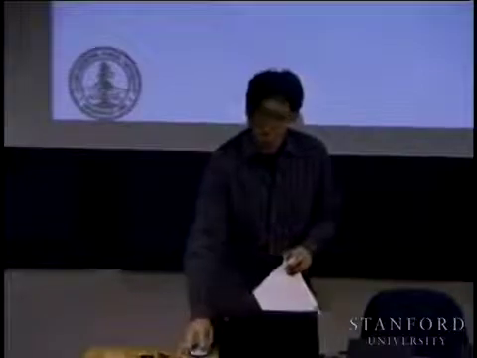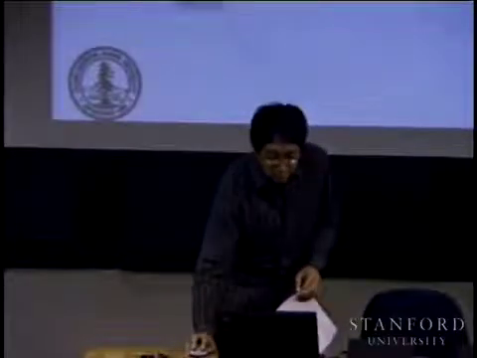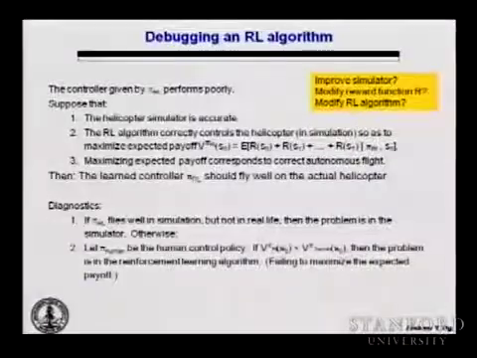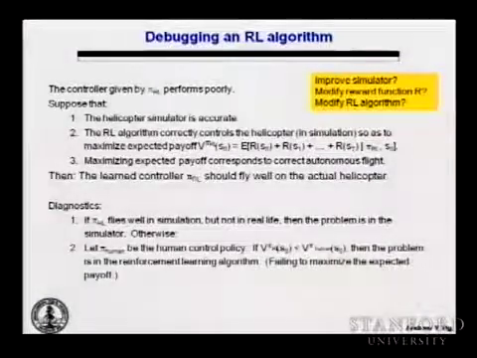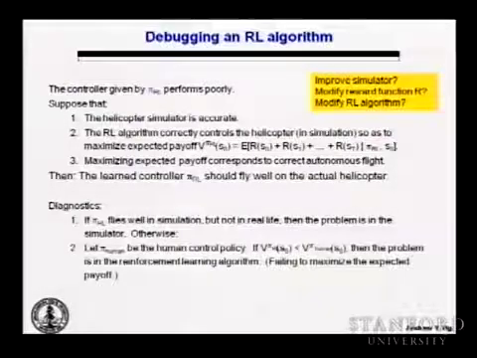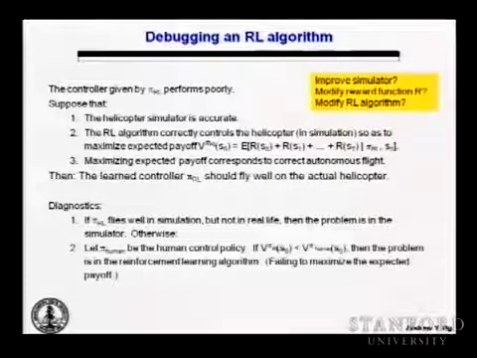That answers the question. But let me actually go on and show you some of the other diagnostics that you might use then. Okay, second, let me use pi subscript human to denote the human control policy, right? Pi subscript human is the policy of however the human flies it. And so one thing you could do is look at the value of pi RL compared to the value of pi subscript human.